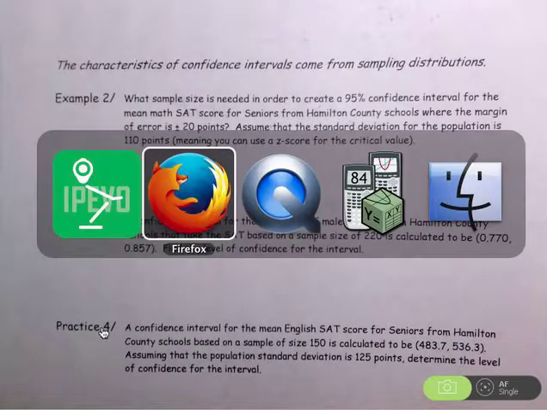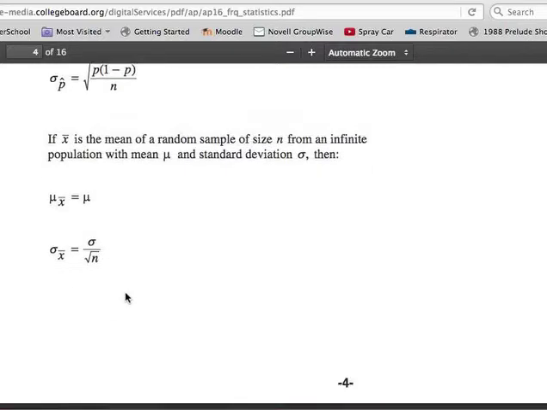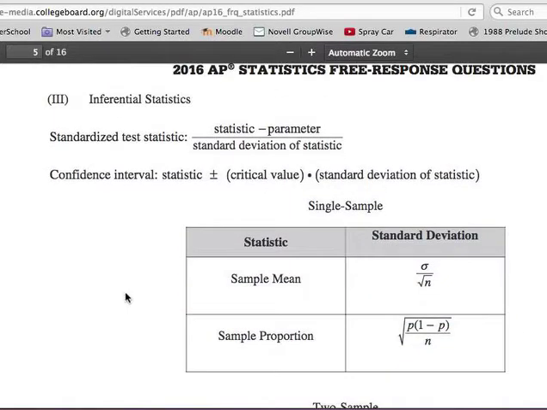If you take a look on the formula sheet, on the third page, you're given the structure of a confidence interval. So here is the statistic. In this case, it would be a sample mean, but we don't really need that. Here's the margin of error. We're adding and subtracting our critical value times the standard deviation of the statistic. And notice it's repeated down here. So here's the standard deviation that we will be using.